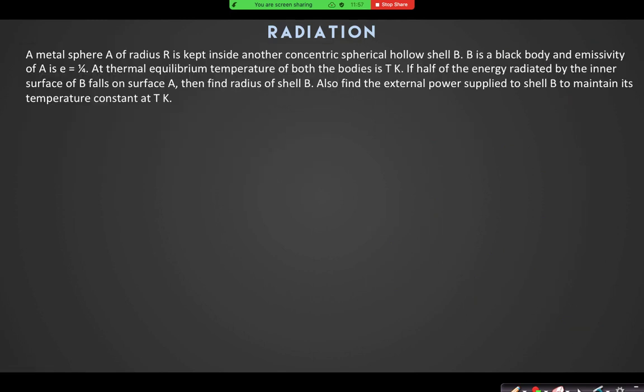Now come to this question. A metal sphere A of radius R is kept inside another concentric hollow shell B. B is a black body and emissivity of A is 1 by 4. At thermal equilibrium, temperature of both the bodies is T Kelvin. If half of the energy radiated by the inner surface of B falls on the surface of A, then find the radius of shell B. Also find the external power supplied to shell B to maintain its temperature constant at T Kelvin.